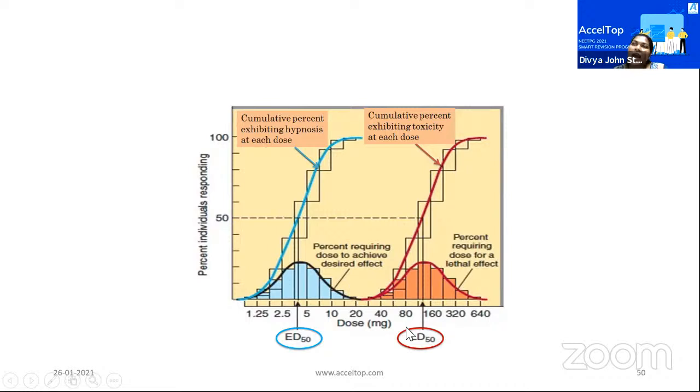Okay, and the maximum tolerable dose, or something that the person can tolerate to a certain extent, can be taken as the LD50. So this gap between the ED50 and the LD50 will determine the safety margin or the therapeutic index for the drug. Okay, easy, right?